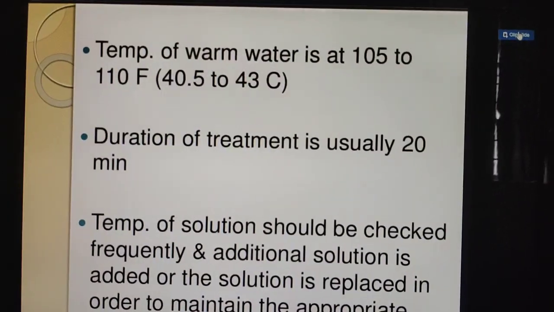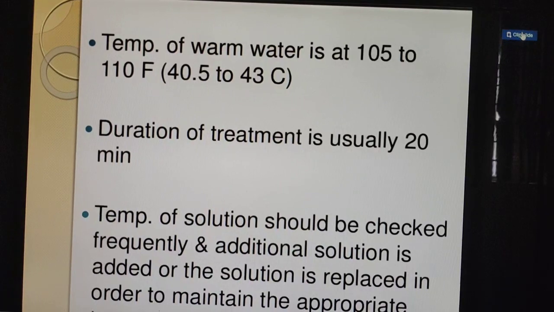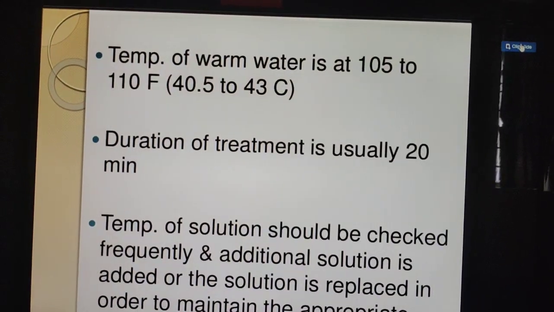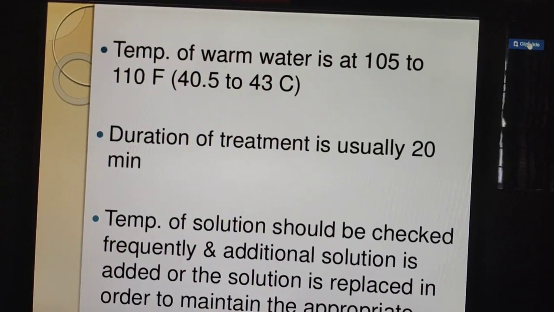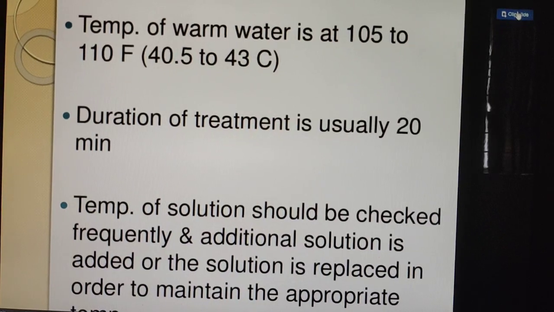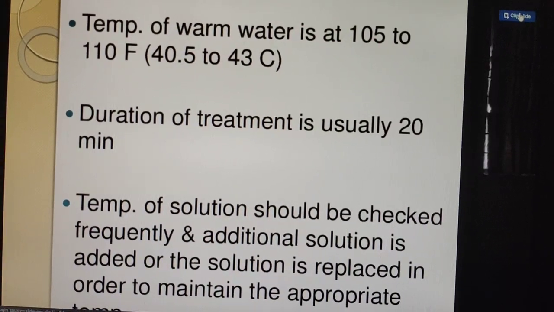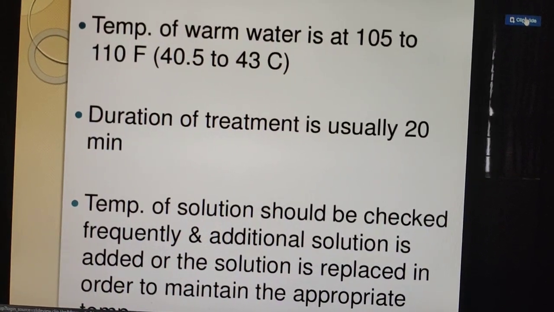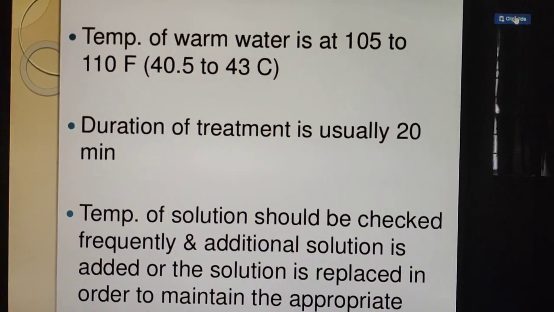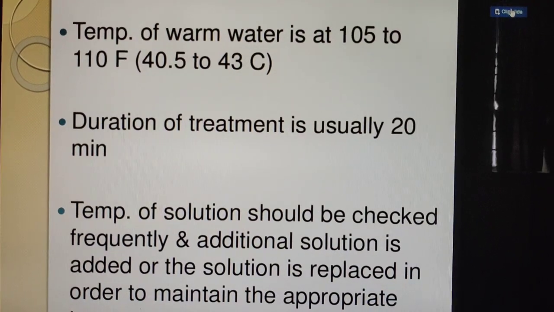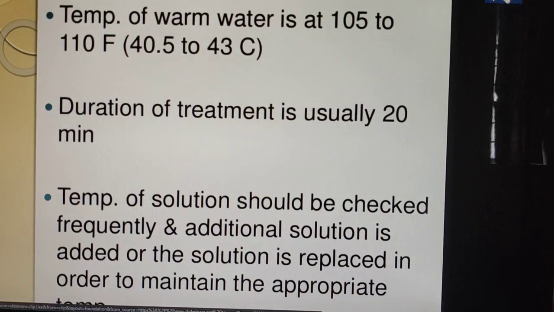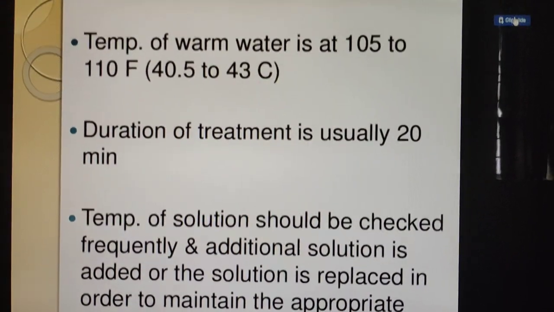Now we'll see what temperature we have to use. See, 105 to 110 degrees Fahrenheit, or we can say 40.5 to 43 degrees Celsius. The duration is 20 to 30 minutes. Okay, the temperature of the solution should be checked frequently, and additional solution added. Once the water in the bathtub becomes cold, we have to frequently add hot water to maintain the temperature.